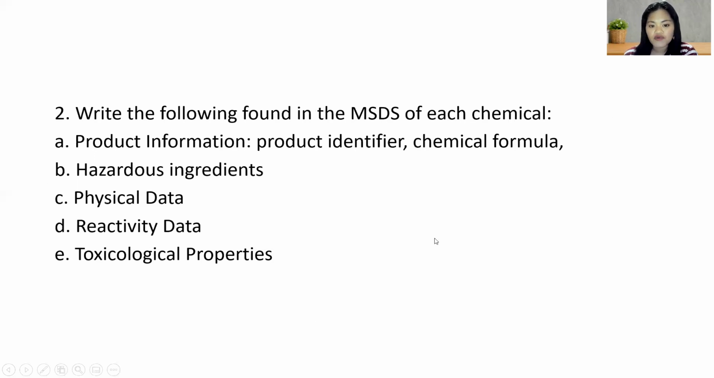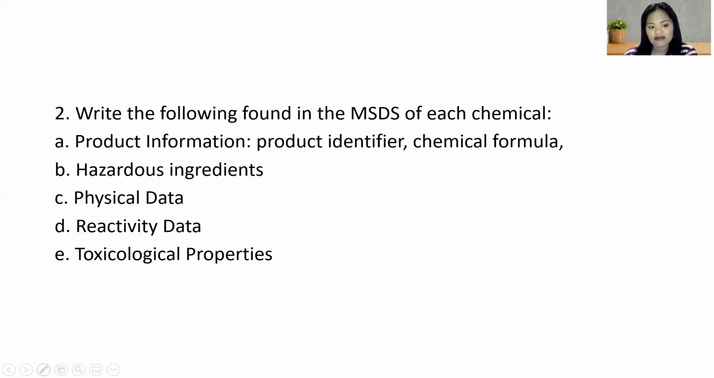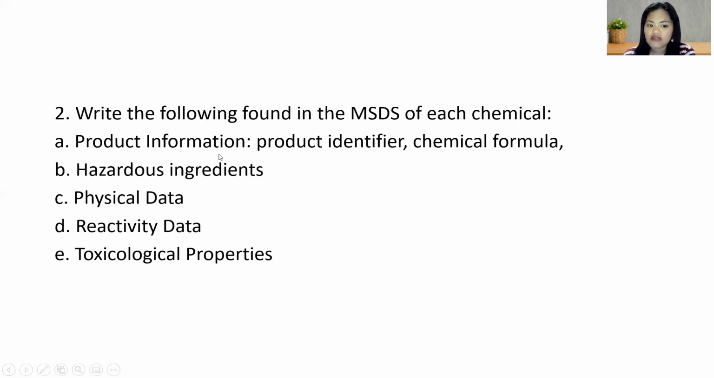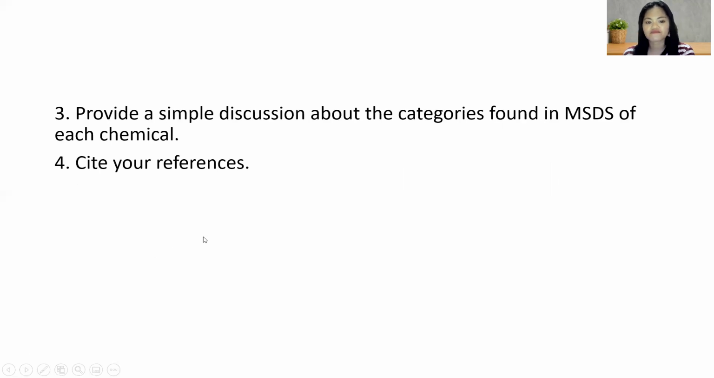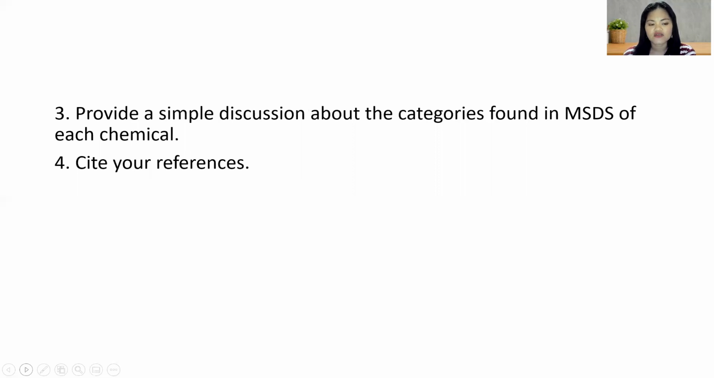Okay, so along with this, these are the categories. Ito yun, yung 5 lang. Actually, marami talaga information doon sa MSDS, but ito lang 5. So it's just a brief, simple discussion about the category. So what's the purpose of the product information? Bakit andyan ang hazardous ingredients, the physical data, the reactivity data, and the toxicological properties. And then fourth is you have to cite your references.